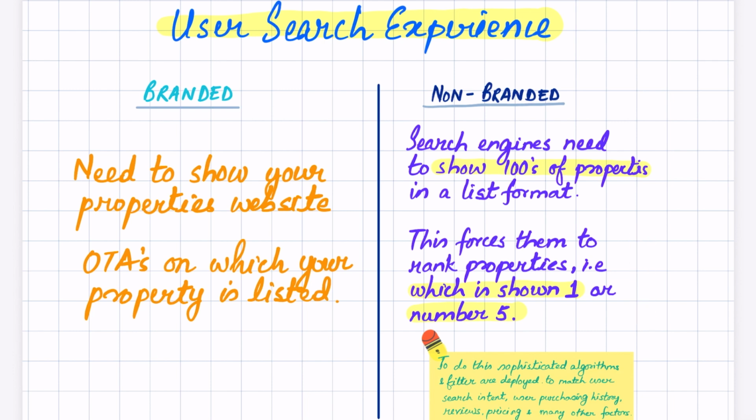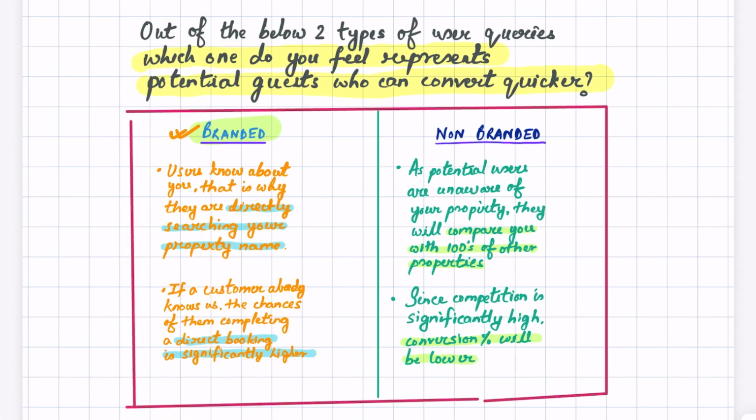Due to that, they need sophisticated algorithms so that they can list out the different properties. And these algorithms consider various aspects, starting from the search intent, user purchase behavior, reviews, pricing, and a lot more, to come up with the list of properties to show when someone is searching for properties in Anaheim. With that being said, what do you feel can convert quicker? Users who are using branded terms or users who are using non-branded terms?